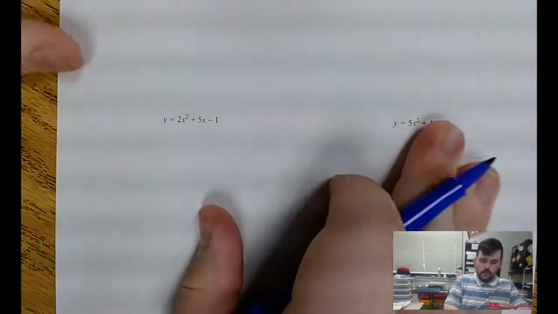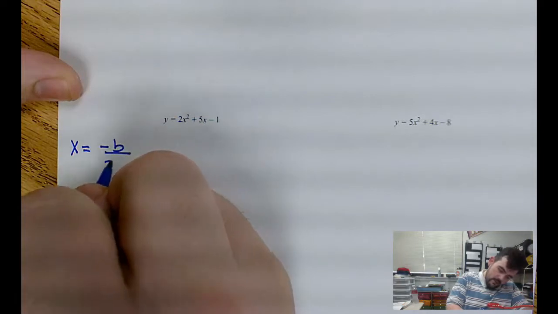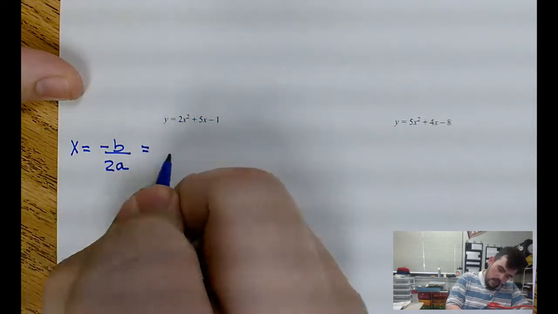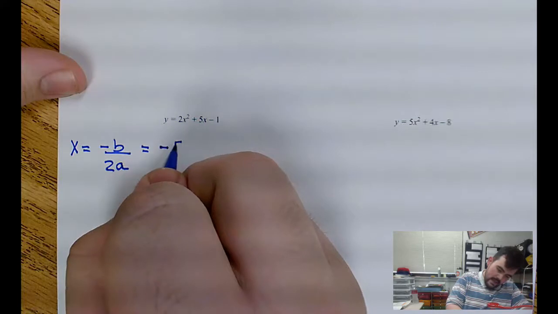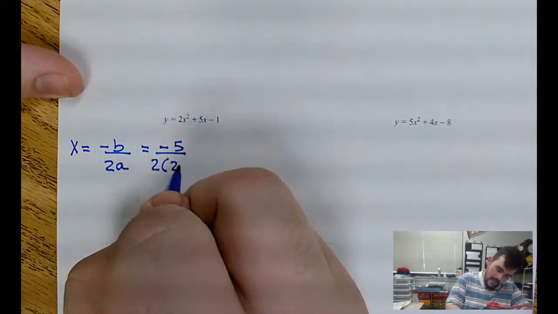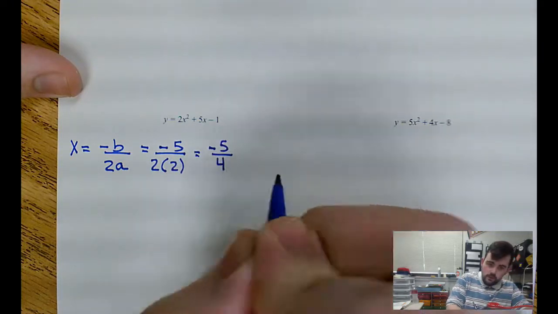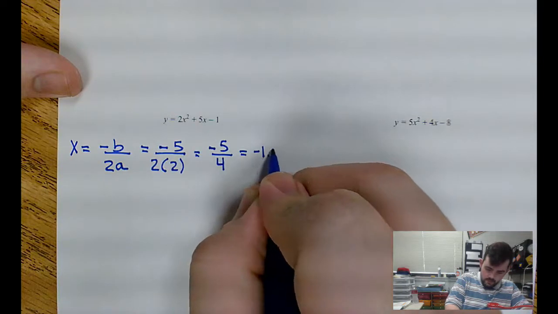Two more. To find the x-coordinate, we use negative b over 2a. Here, negative b is negative 5 over 2a, where a is 2. This gives me negative 5 over 4, which is negative 1 1/4.